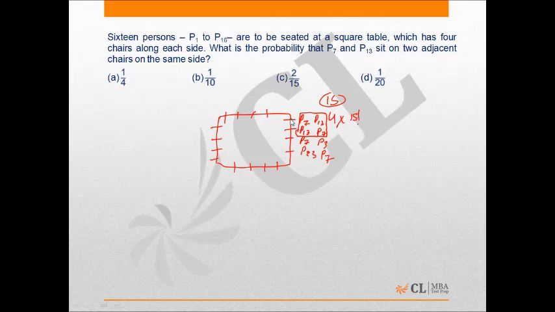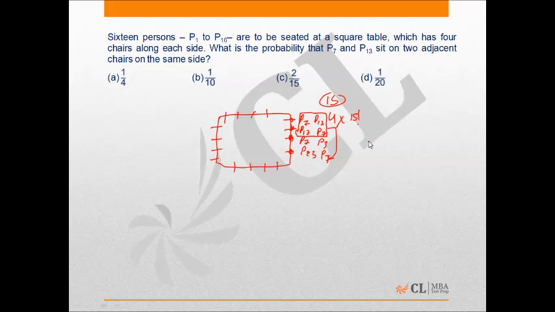So if we take these two chairs, they can sit adjacent to each other in 2 ways. Similarly, when we take these two chairs, they can again sit in 2 ways, and finally when we take these two chairs, they can again sit in 2 ways. Some of these 6 ways are shown here. So there are 6 different ways in which two persons can sit adjacent to each other along the same side of a table.